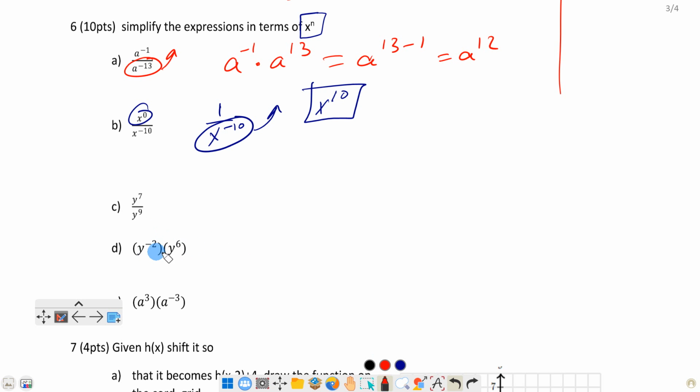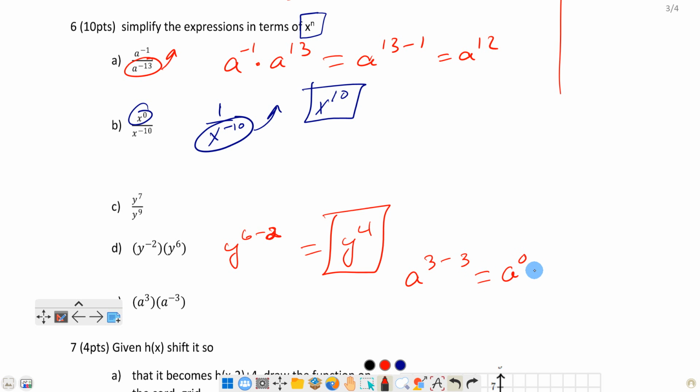And then we'll take a look at this one. So when they're multiplying, what do we do? We just add the exponents together. So this is y to the 6 minus 2. This becomes y to the 4th. And then this one, a to the 3 minus 3 is equal to a to the 0. Don't stop at a to the 0 because anything raised to the 0 power is 1.